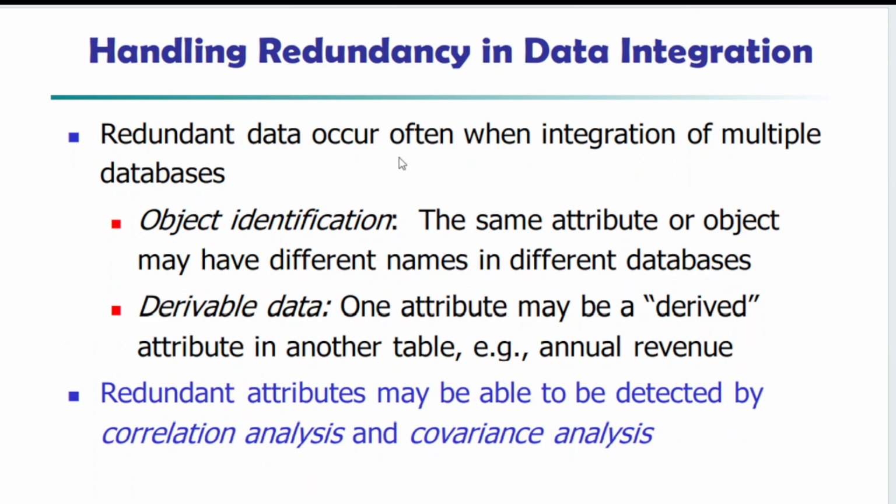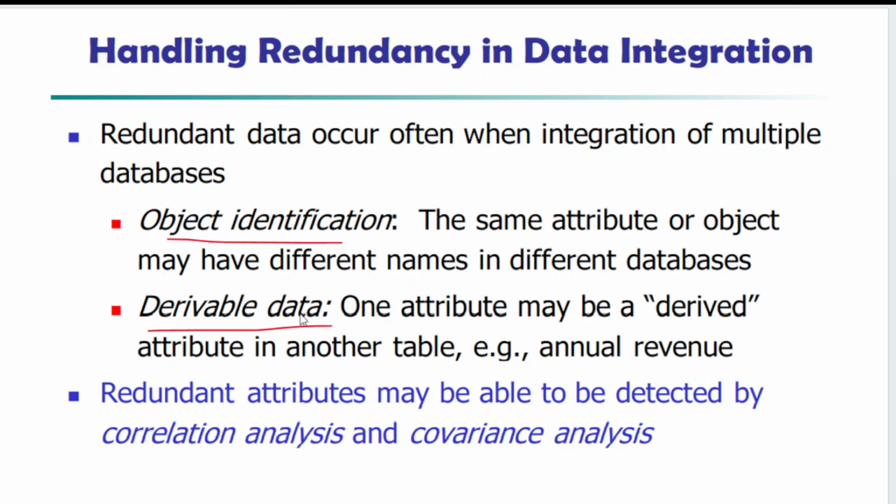Next one is handling redundancy in data integration. If any redundant data is there, how do we handle it? The first is object identification and the second is derivable data. What is object identification? The same attribute or object may have different names in different databases. So first I have to find that particular attribute and make sure all the data values in that column are normalized into one format.